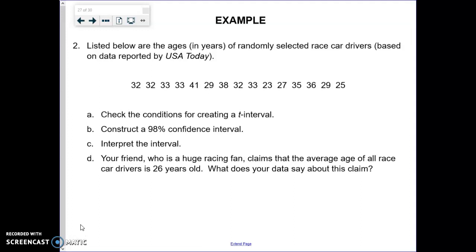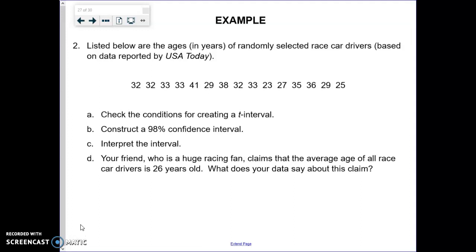All right, so if we look at part A, which says check the conditions to be able to create a t-interval. Well, it doesn't tell us what the original shape of the distribution was. And secondly, there's 15 data values, so our sample size is 15. So right now you would think, well, we can't do this problem. However, let's go ahead and graph the sample. And if the sample is fairly symmetrical and bell-shaped, then, ladies and gentlemen, the chances are that the population is also probably symmetrical and bell-shaped.